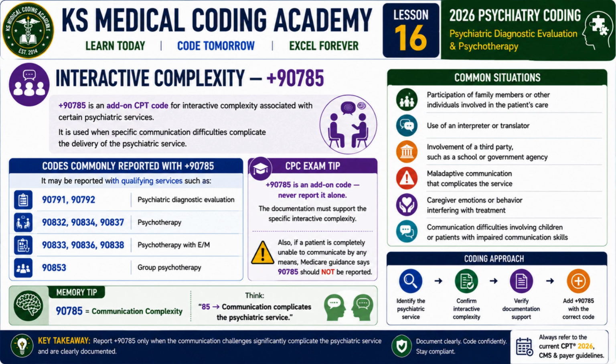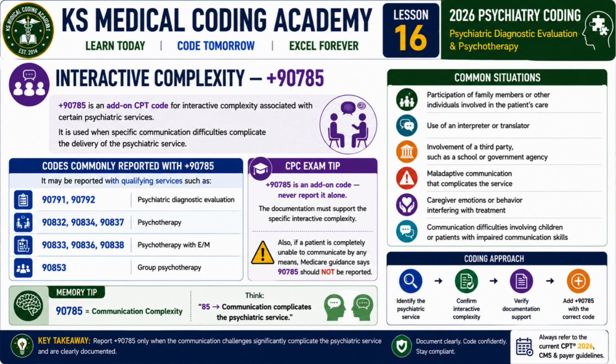Now let's discuss interactive complexity, reported with add-on code plus 90785. Interactive complexity refers to specific communication factors that make the delivery of a psychiatric service more difficult. Examples may include significant communication problems, involvement of family members or other third parties, use of an interpreter, or behavioral and emotional factors that interfere with the psychiatric service. The important CPC point is that plus 90785 is an add-on code. It is not reported by itself. It must be reported with an appropriate primary psychiatric service when the required conditions are met. The documentation should clearly support the communication circumstances that created the interactive complexity.